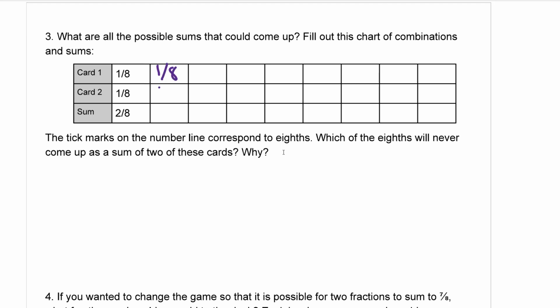plus 1/4. And what is 1/8 plus 1/4? It is 3/8. Okay, so we could do that. So we have 1/8, 1/4, and then I have 1/8 and 1/2. 1/8 and 1/2 equals 5/8. So I think I've taken care of the eighths. 1/8, 1/8, 1/8, 1/4, 1/8, 1/2.